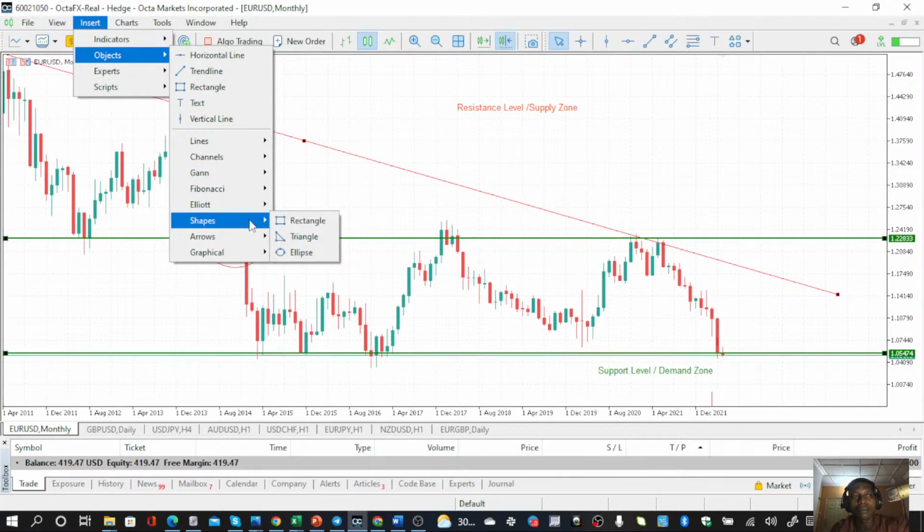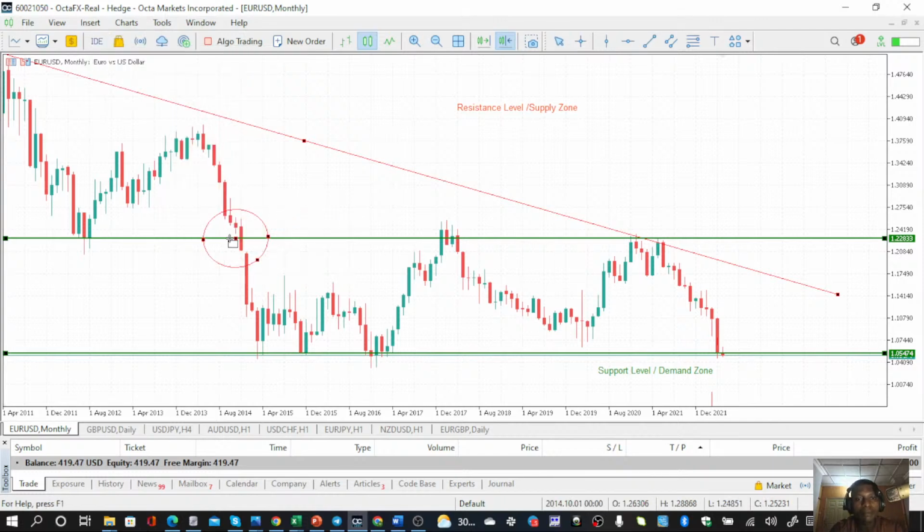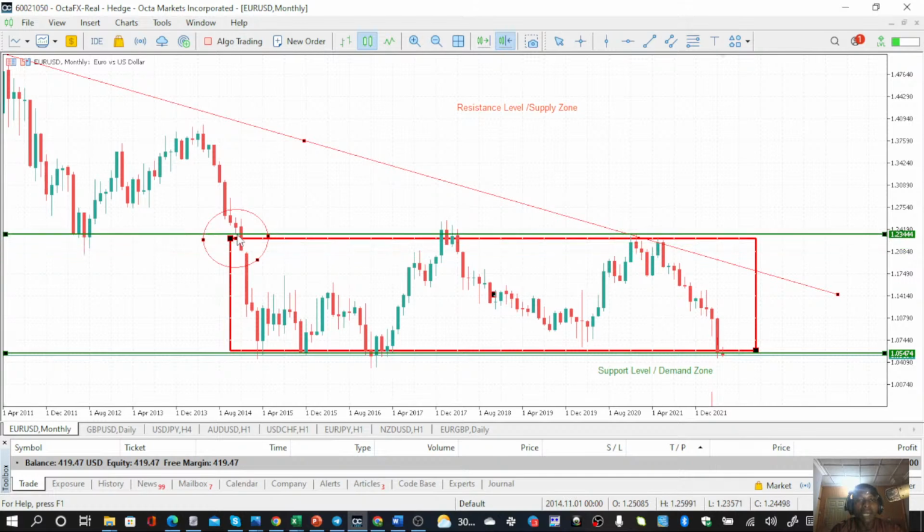Let me map out this place. Okay, you can see that from this place to this place, the price has been ranging within this box. Which means price went down here, came up, came down, went up, came down here.